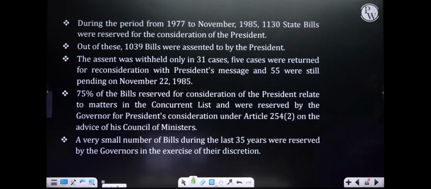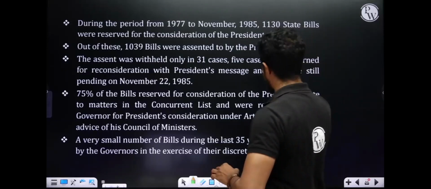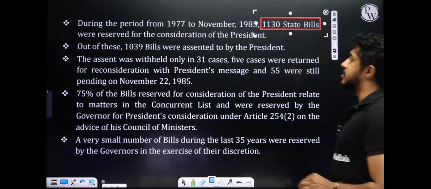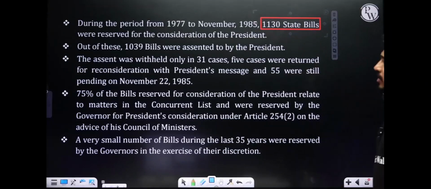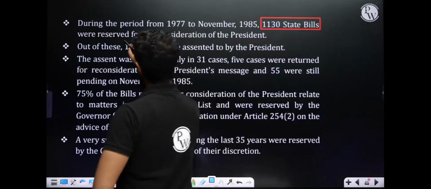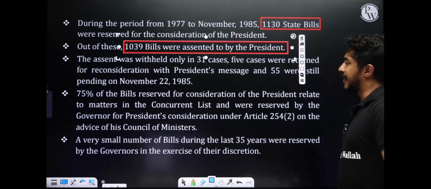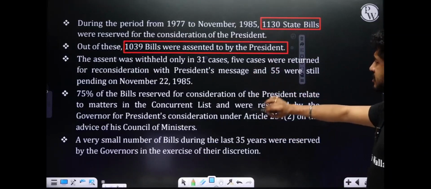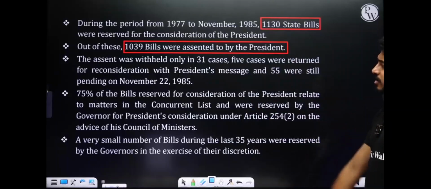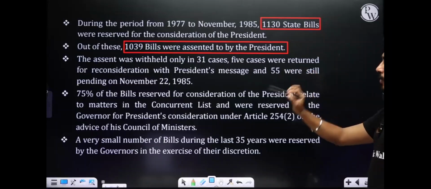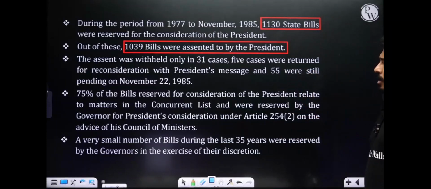During the period from 1977 to November 1985, 1,130 state bills were reserved for the consideration of the president. Out of these, 1,039 bills were assented to by the president. The assent was withheld only in 31 cases, 5 cases were returned for reconsideration with the president's message, and 55 were still pending on November 22, 1985.